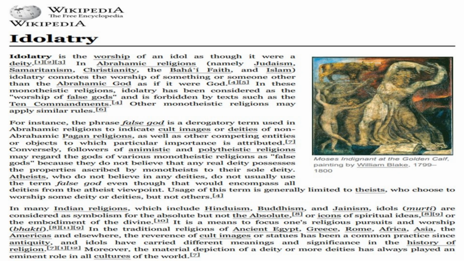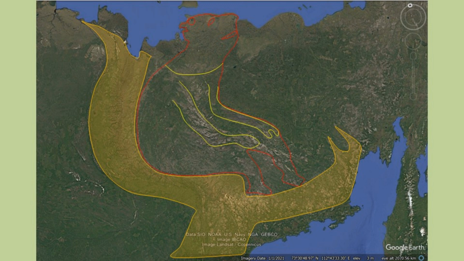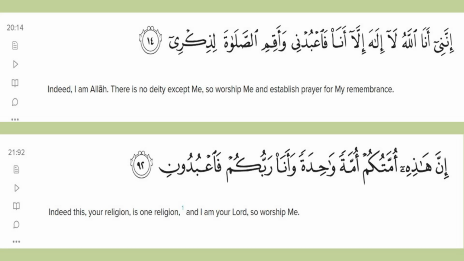At the same time, I want to tell all the idol worshippers that if at all you want to worship idols, then worship only the idol of Allah, who is none other than Ishwar, Bhagwan, Yahweh, and God. This is the reason why Allah subhanahu wa ta'ala is telling in Quran chapter 20, verse 14, and chapter 21, verse 92, that surely I am Allah. There is no God other than me. I am your Lord. Therefore, you all worship me alone.